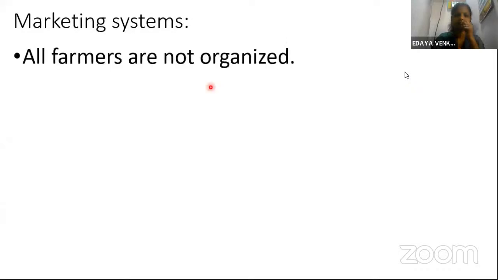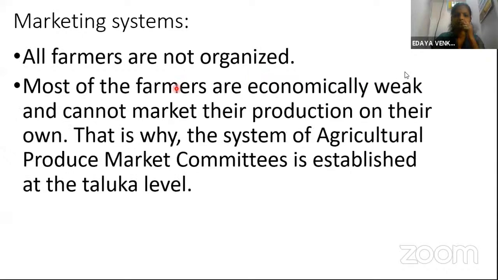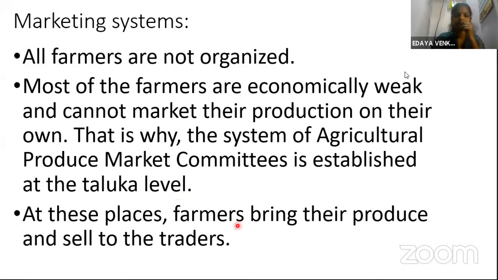All farmers are not organized. So it's necessary to develop a marketing system as the farmers are not organized. Most of the farmers are economically weak and cannot market their production on their own. So they need some agents to sell their products in the market. That is why the system of agricultural produce market committees is established at taluka level by the government. At these places, farmers bring their produce and sell to the traders.